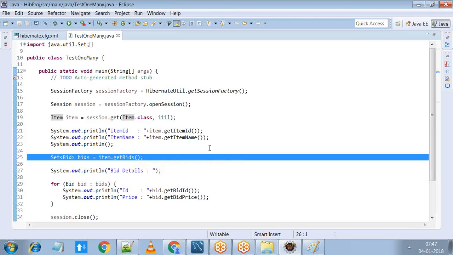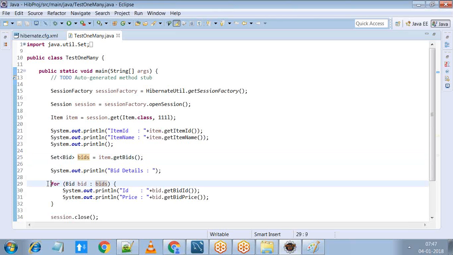Otherwise, if it is lazy fetching, until and unless you try to work with this collection, until you read the records from the collection or perform any operation on the collection of associated objects, the records will not be fetched. What do you think? In this case, will it be eager fetching or lazy fetching?